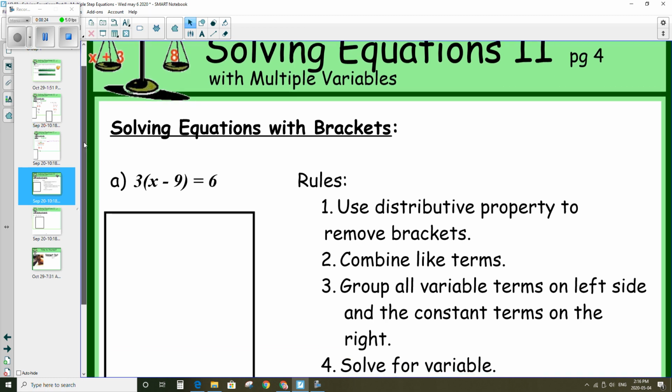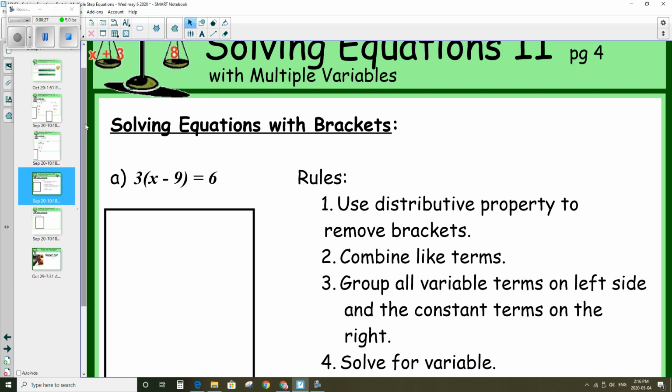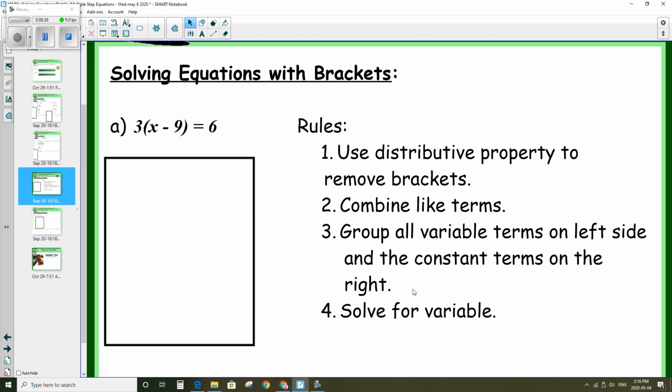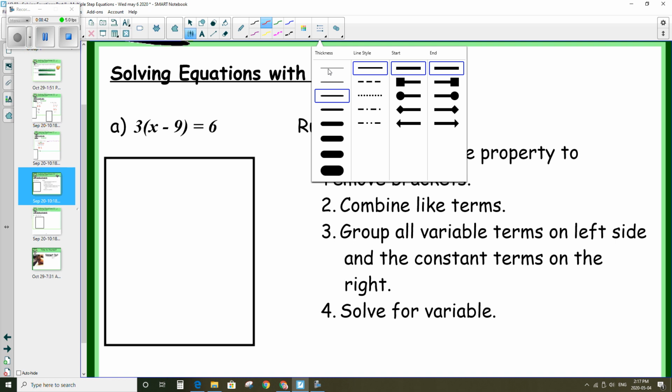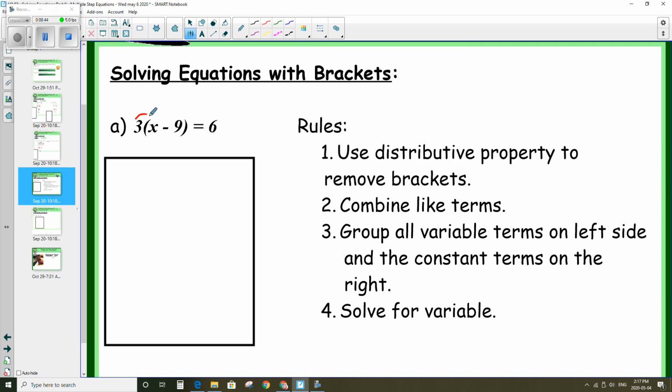All right, this example has brackets, and there are some rules. So you're adding these to your handout sheet that you printed off. The first rule is you want to use the distributive property to remove brackets. Hopefully you remember the distributive property. It means if there's a number in front of a bracket, that number gets multiplied by everything inside the bracket. So the 3 gets multiplied by the x, and the 3 also gets multiplied by the negative 9. So that is the first step, to get rid of those brackets by using the distributive property.